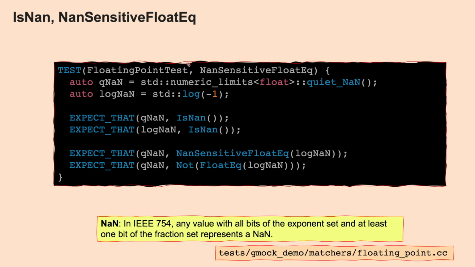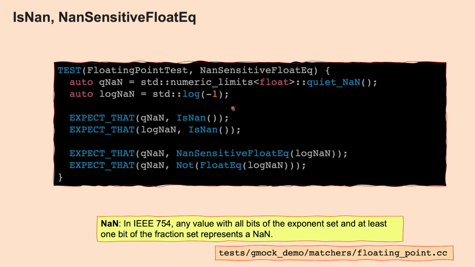Another useful matchers in floating points are isNaN and NaN-sensitive float equal. Remember that NaN in floating point numbers just means it's not a number. And this happens, for example, when you try to calculate a value which is not defined. For example, if you want to find log of -1, the result would be a NaN instead of a valid floating point number, which we usually expect.